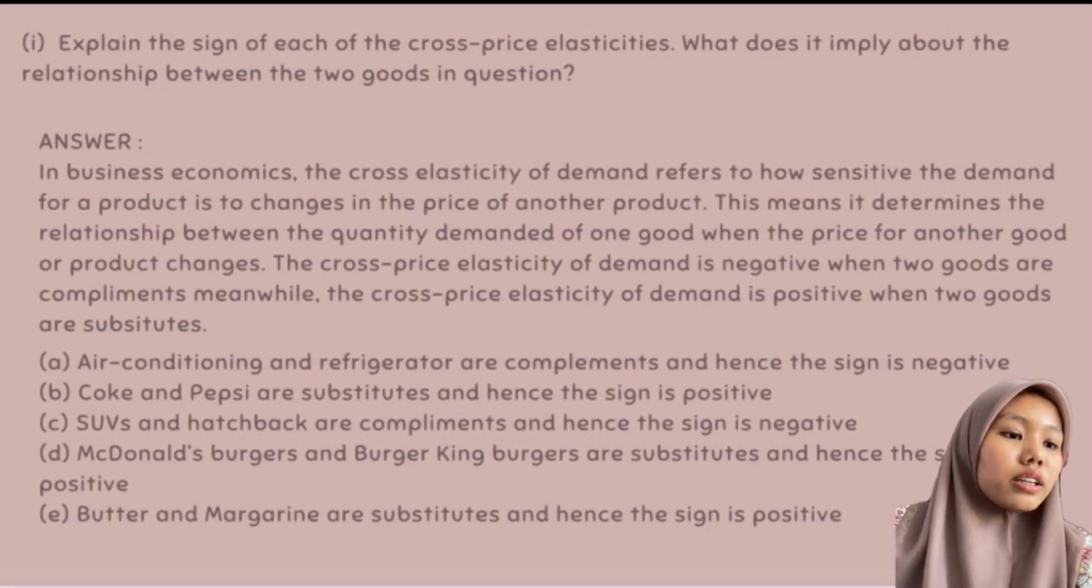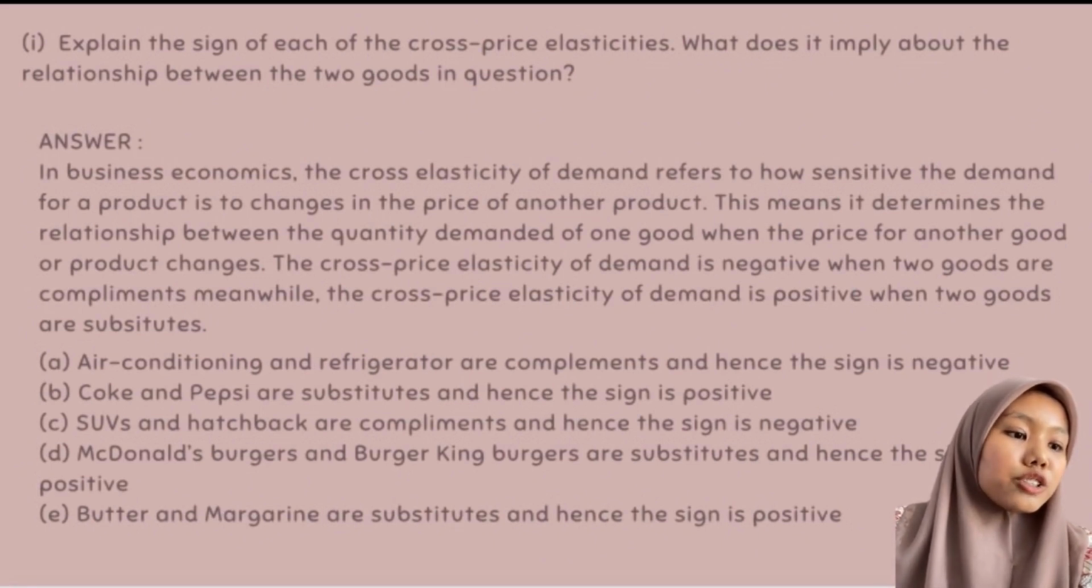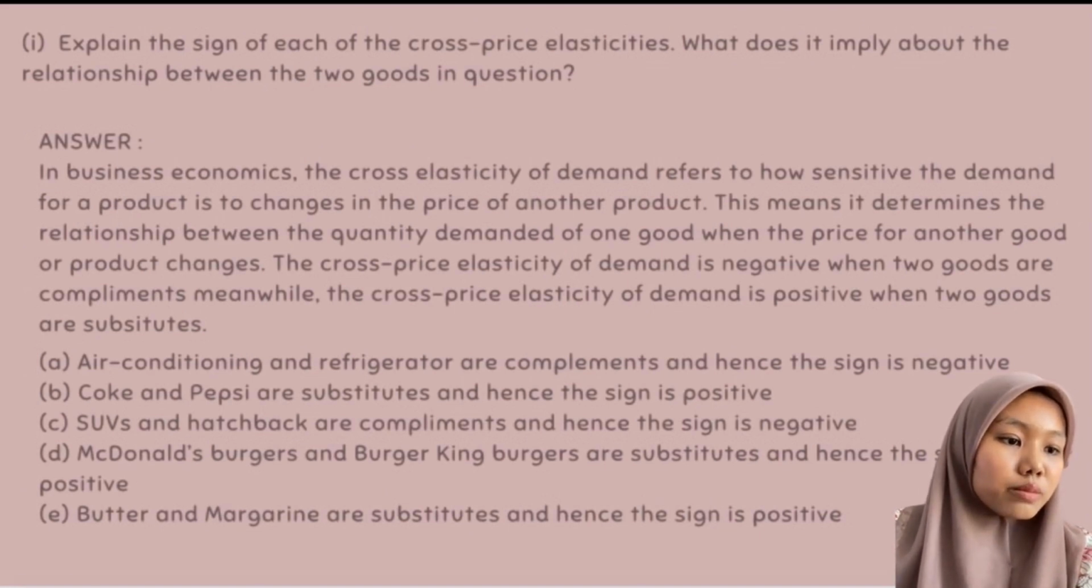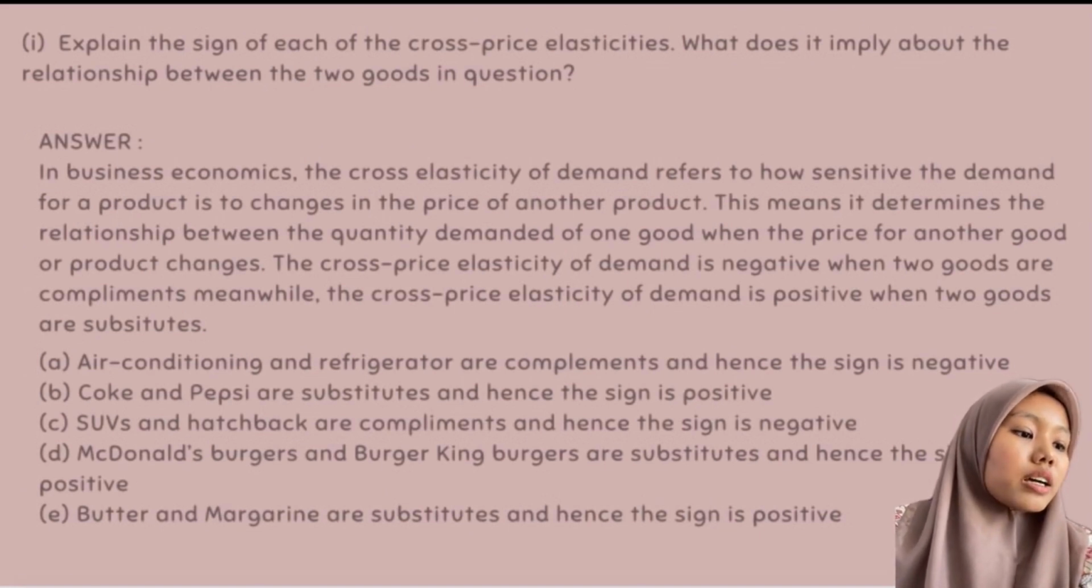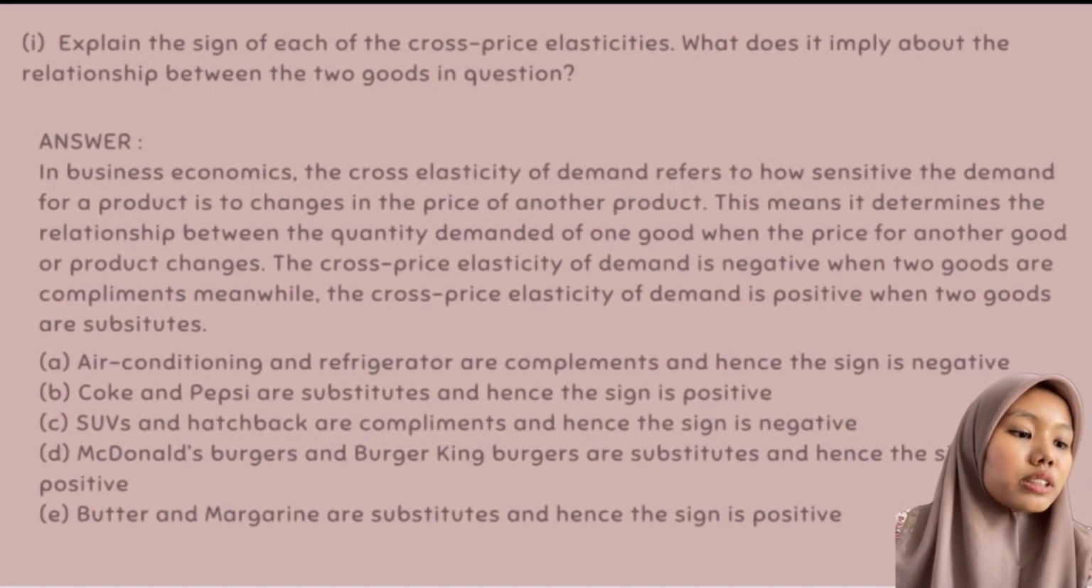So, A, air conditioning and electricity are complements and hence the sign is negative. B, Coke and Pepsi are substitutes and hence the sign is positive. C, SUVs and fuel are complements and hence the sign is negative. D, McDonald's burger and Burger King burgers are substitutes and hence the sign is positive. And the last one, E, butter and margarine are substitutes and hence the sign is positive.